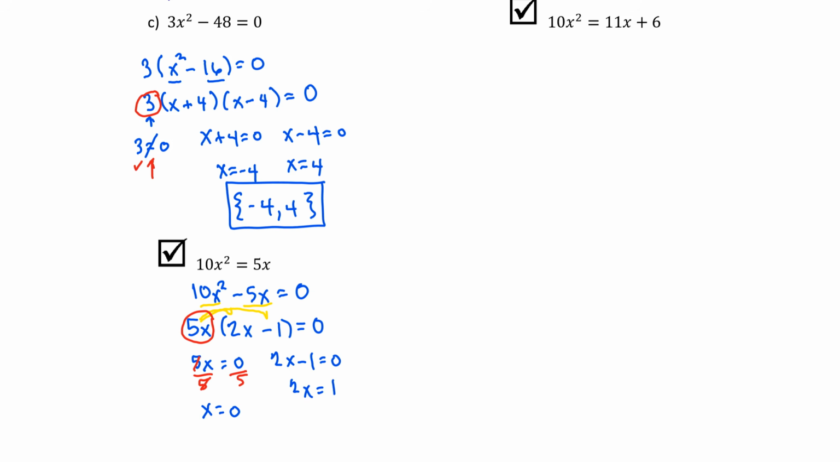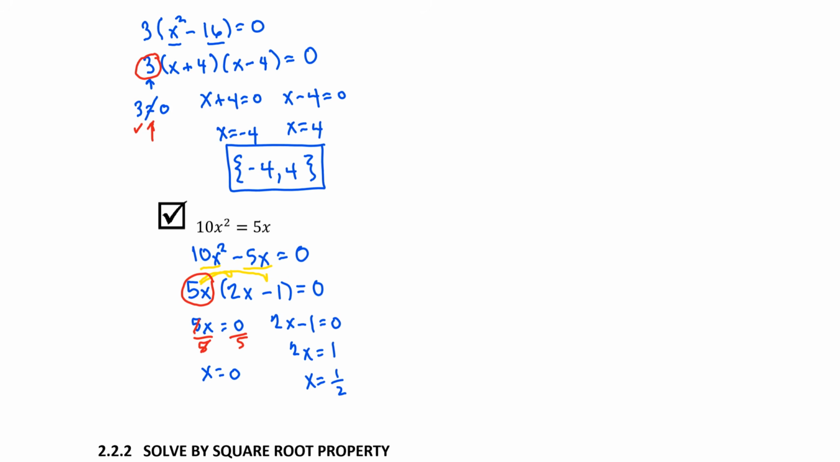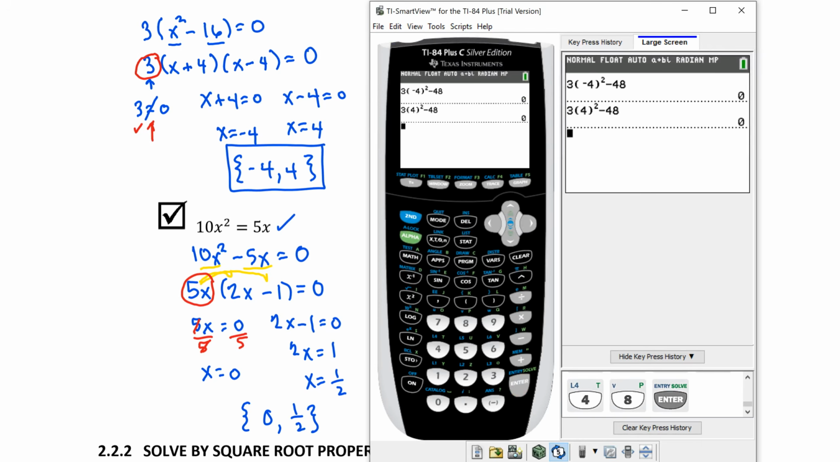Let's solve our other little linear equation for x. Add 1 to both sides and then divide both sides by 2. So our solution set contains 0 and 1/2. Now, to double check, if I look at the original equation, clearly, if I plug 0 in on both sides, I'm going to get a balanced equation.